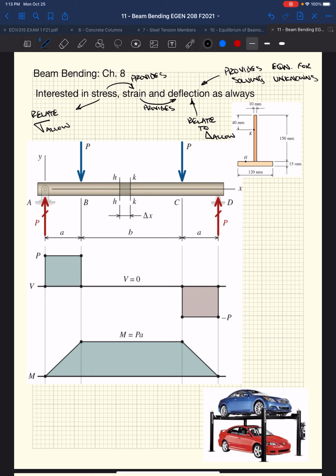So we want to relate determined deflections back to allowable deflections to make sure things are stiff enough, they don't deflect too much, and so on and so forth, right? If Walmart's roof wasn't stiff enough, okay, and we had a huge water event like they're having in California, okay, you get what's called ponding, right?